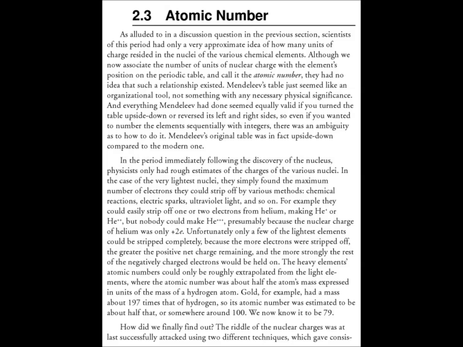Gold, for example, had a mass about 197 times that of hydrogen, so its atomic number was estimated to be half that, or somewhere around 100. We now know it to be 79. How did we finally find out?